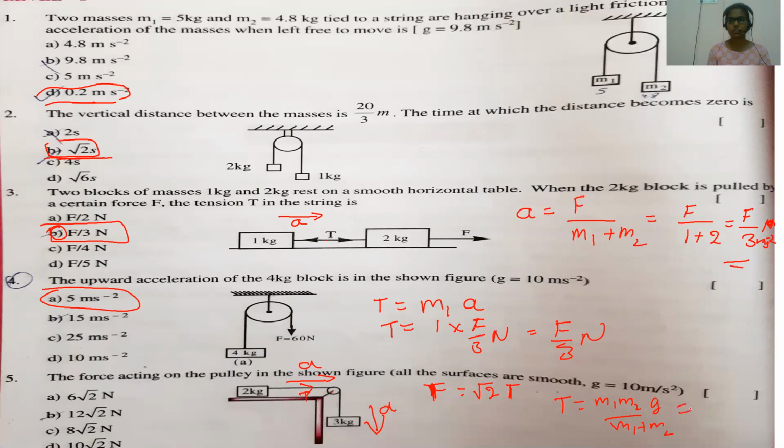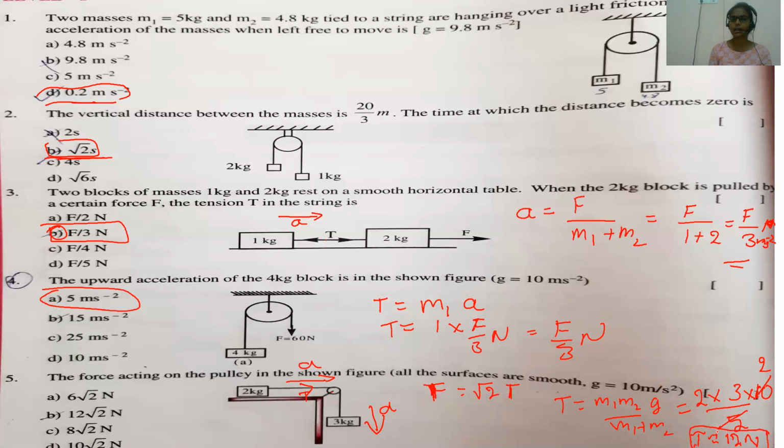So M1 is how much, children? It is 2 kg, and M2 is given as 3 kg, into G, acceleration due to gravity. They told you to assume it is 10, divided by M1 plus M2, 2 plus 3, 5. So 2 twos are 4, 4 threes are 12. Understood? So what did you get for tension? Tension you got as 12 Newton.